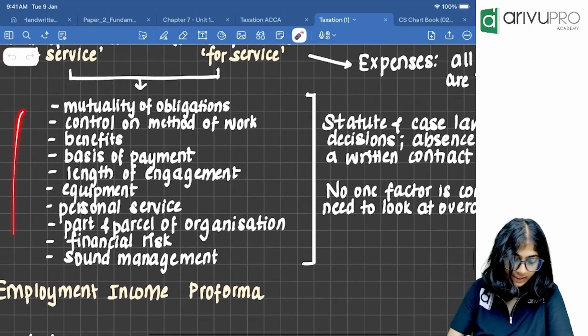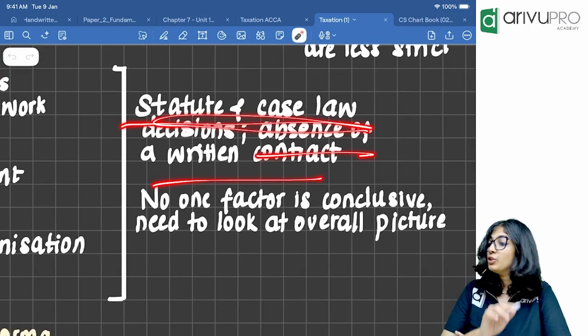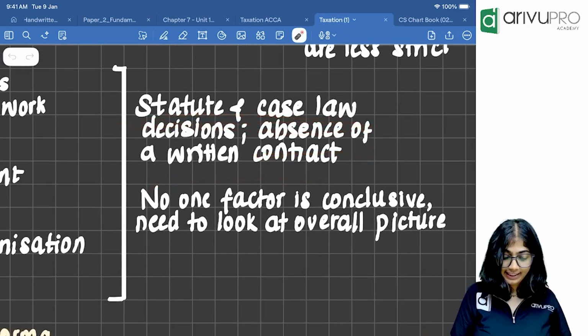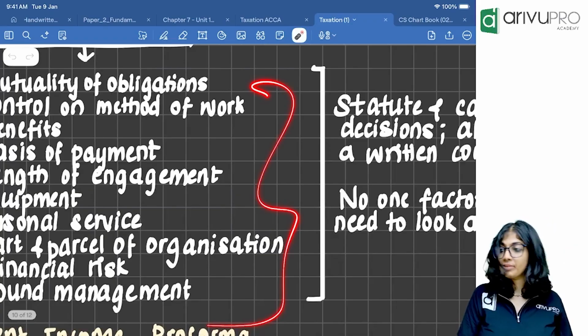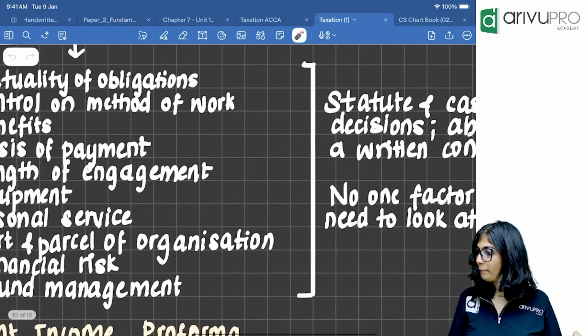All of these factors came from statute and case laws, and in the absence of a written contract, that is when we look at these factors. But no one factor is conclusive. We have to look at the overall picture.